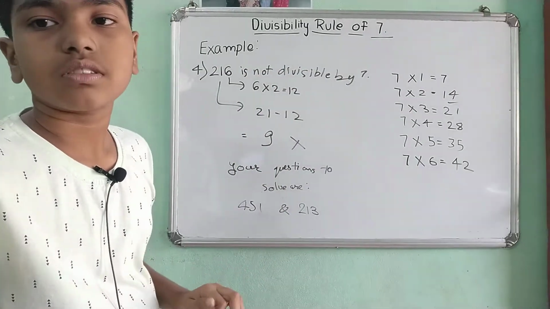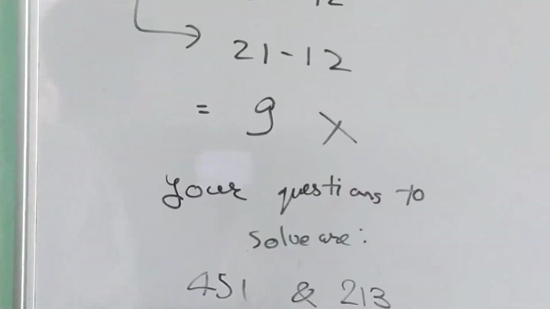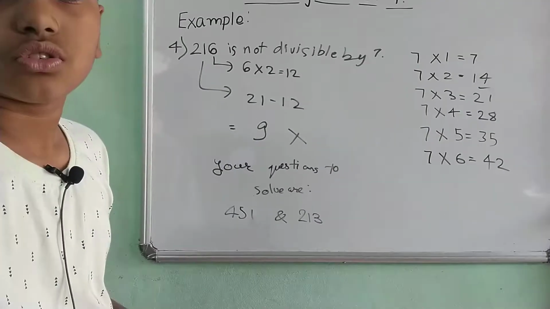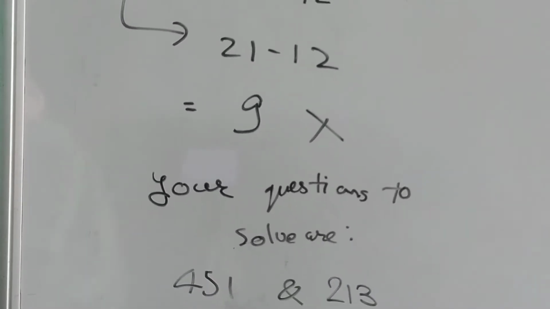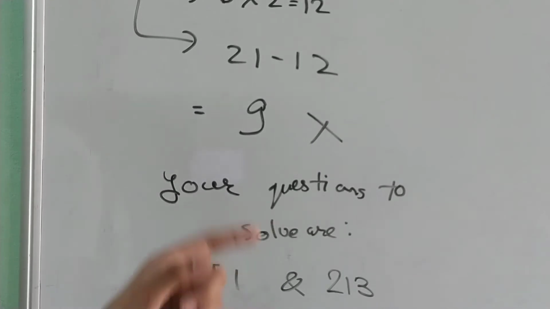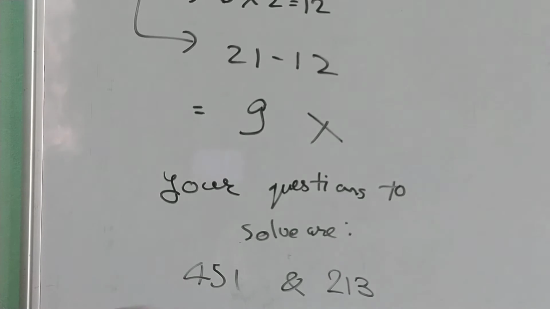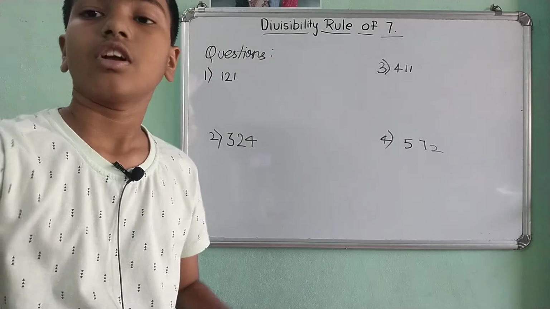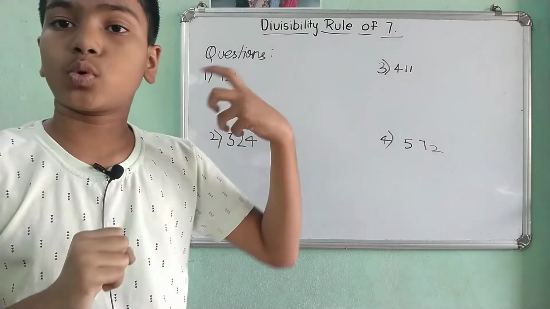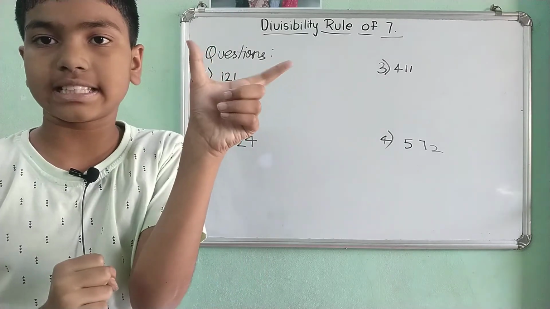So let me just explain it in this way. You can only see these two numbers, right? So the questions that you have to do are about these two numbers, 451 and 230. So let's take a look at some questions in the bullet figure.